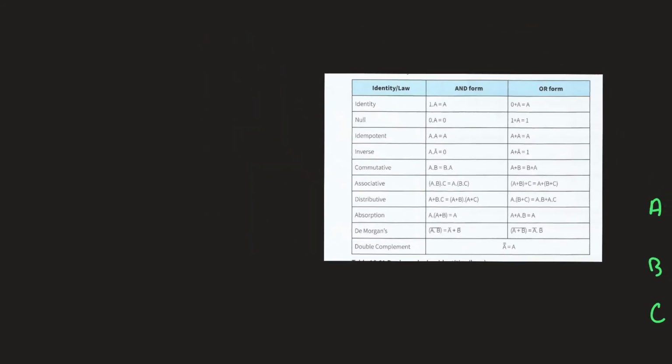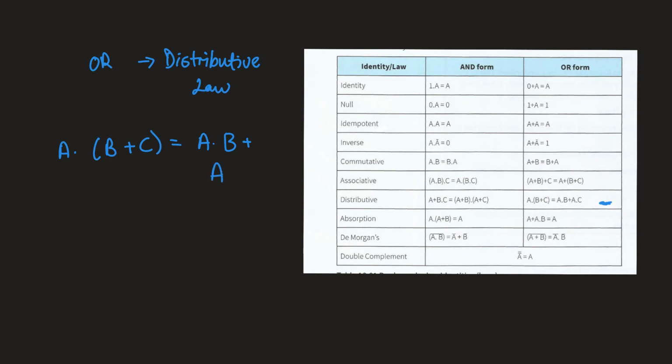In the same way, you can also do the OR form, which is right over here. You could do this too using logic gates, but I'll just write it down because I'm writing all the laws down. The OR form for the distributive law is A dot (B plus C) is equal to A dot B plus A dot C.